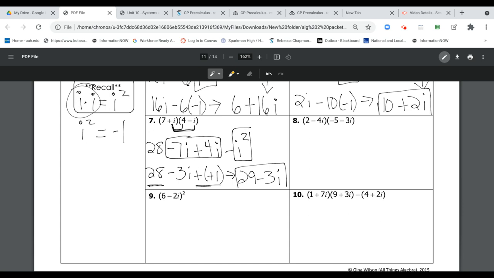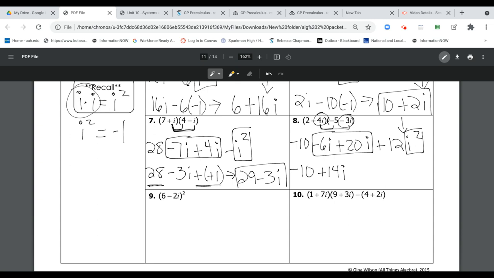In number 8, we're going to do the same thing. We're going to distribute. So 2 times -5 is -10. 2 times -3i is -6i. Then I'm going to do the middle part. -4 times -5 is positive 20i. And -4i times -3i is positive 12i squared. Be very careful. An i times an i becomes an i squared. So once we get here, I can add these two together, and that gives me 14i. -6 plus 20 is positive 14.